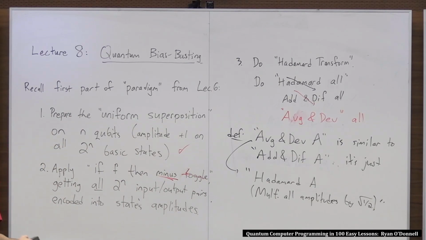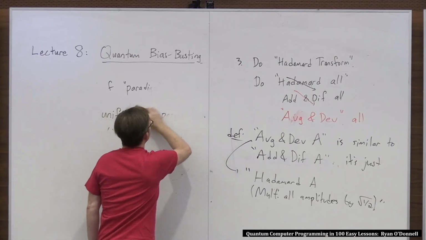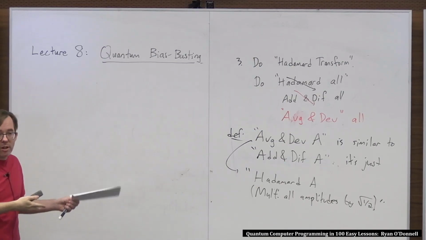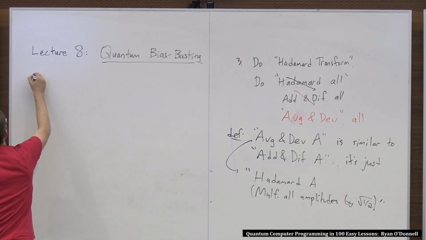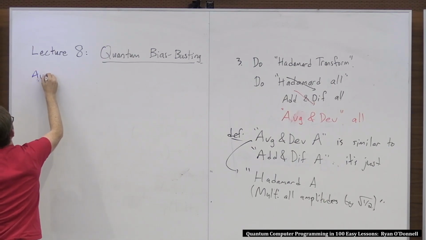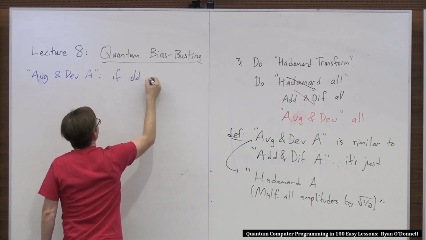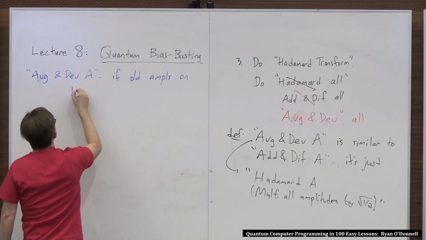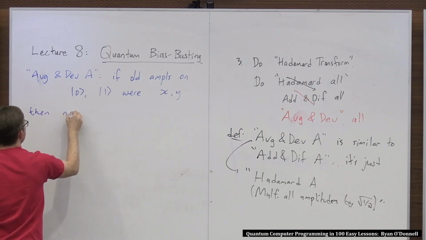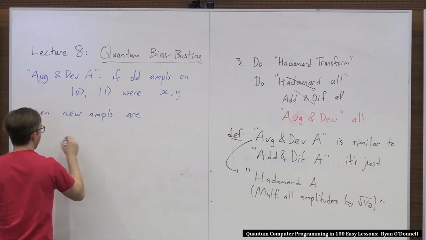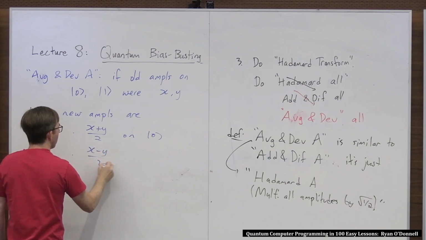But let me say how you think about it. The reason we went to add and diff was that the definition of Hadamard was really annoying. It had square root of halves, and we were like, oh, add and diff has a very simple definition: the new amplitude on zero is the sum of the amplitudes, and the new amplitude on one is the difference of the amplitudes. It's going to be very similar. So for average and deviation on A, if the old amplitudes on 0 and 1 were x and y, then the new amplitudes are (x plus y)/2 on 0 and (x minus y)/2 on 1.